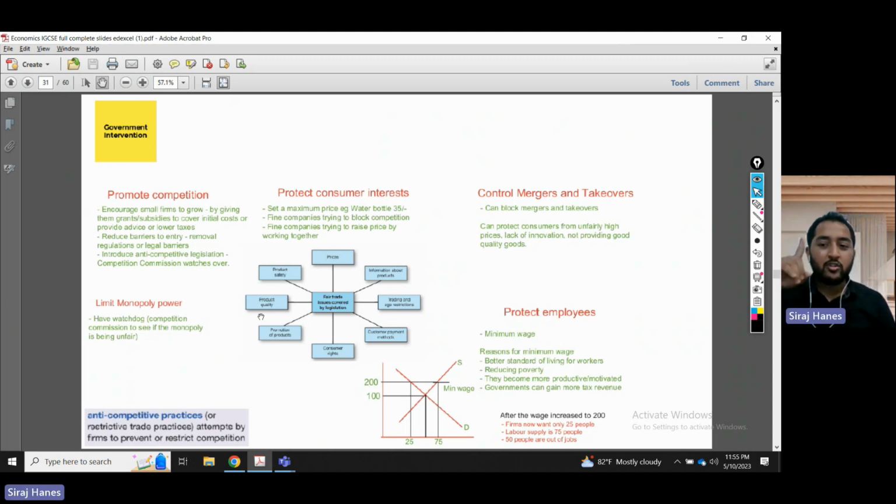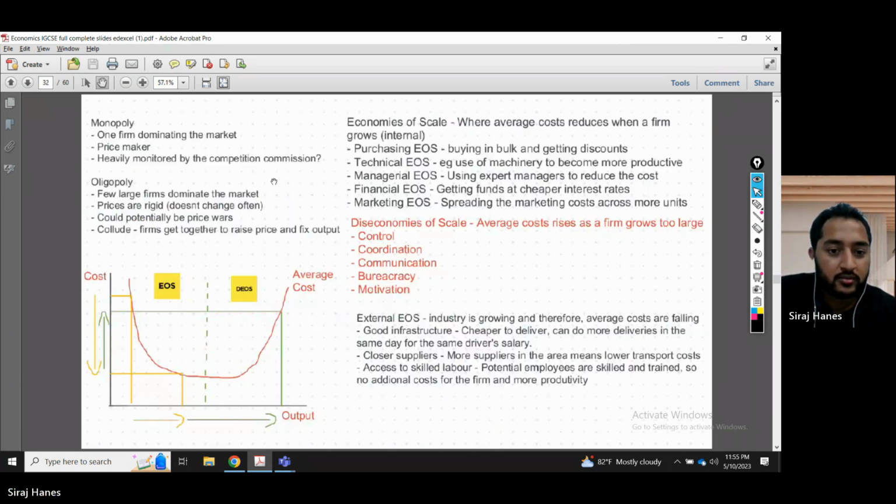Finally, they can limit monopoly power. Because when you become a monopoly and you're the only firm supplying in the market, you know what's going to happen? You're going to exploit customers. So as such, you know what they're going to do? They're going to have a watchdog. These are competition commissions. They watch. If you are a monopoly and you're exploiting the customer, I will come in and fine you. So these are little things that the government can intervene for.